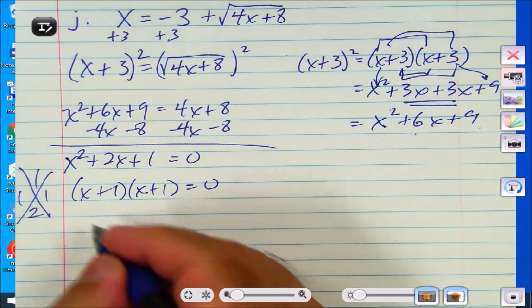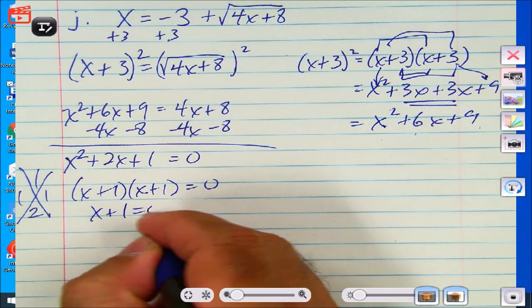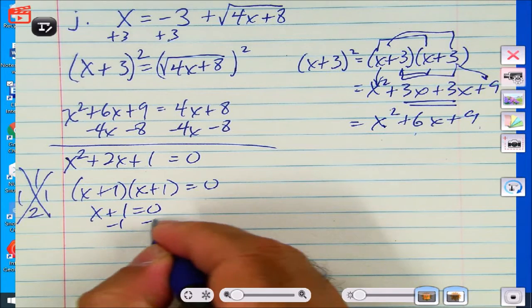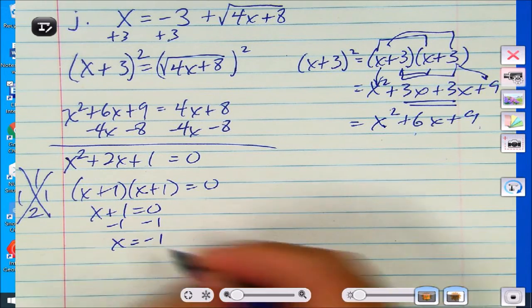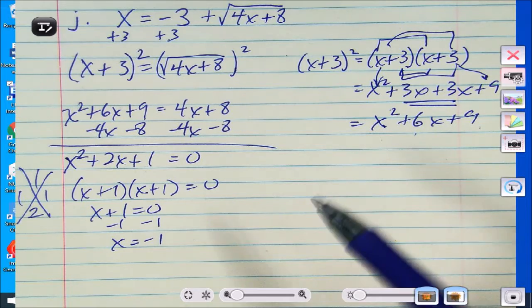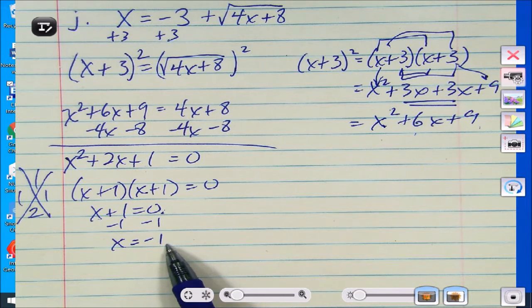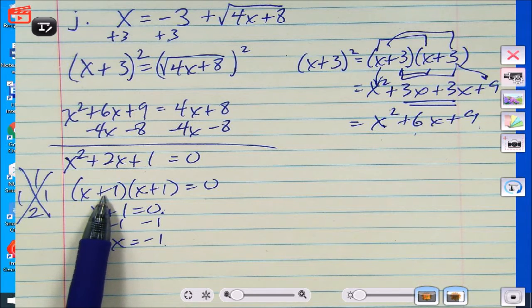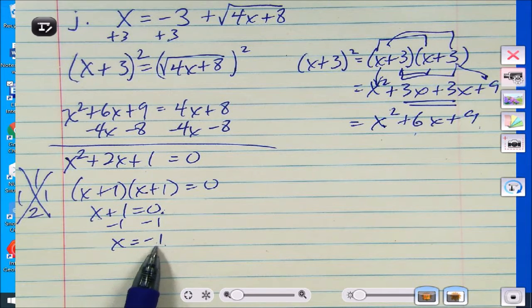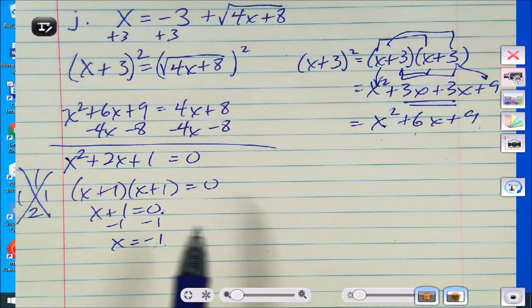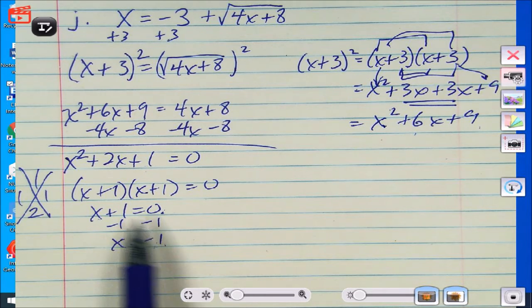So what I have, I'm going to set each factor equal to 0. Well, there's only the one factor. So I'll do that one. x equals negative 1. If you skip this step, the x plus 1 equals 0, and go straight to x equals negative 1, that is perfectly fine. Just make sure the sign is correct. Notice it's plus 1 up here, positive 1 up here, but it's negative 1 when I say what it's equal to. Half of you, when you skip this step, get the sign wrong, which is why I'm taking this step here.